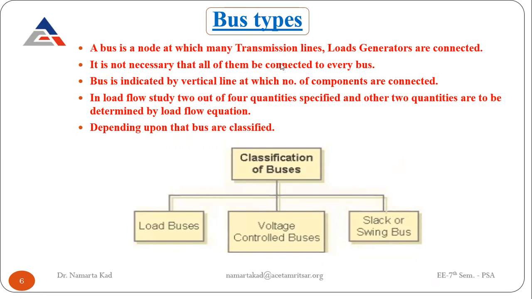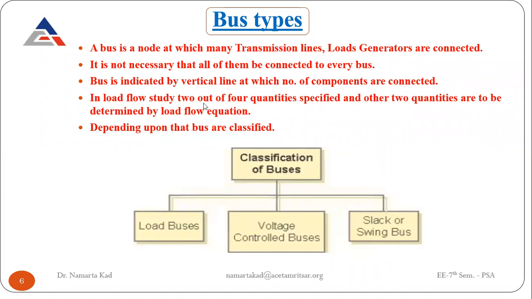Some of the buses contain generators only, or some other buses contain loads only. So it is not necessary that all the buses be connected with all the different transmission lines, loads, or generators. A bus is indicated by a vertical line at which a number of components are connected. Generally it is simply represented by a straight line.